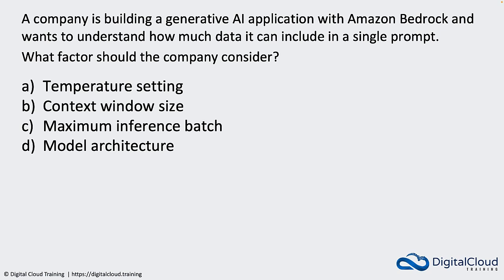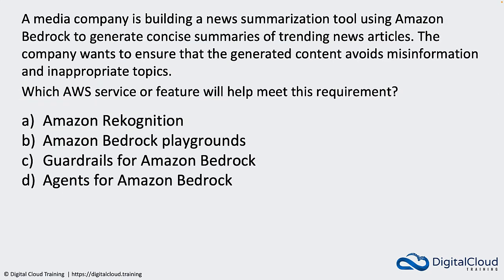So the next one is maximum inference batch. Well, the inference batch size refers to the number of inputs processed together during inference, but it doesn't really influence how much information can be contained in a single prompt. It's more about processing efficiency rather than input size. So that answer is not so great either. Lastly, we have model architecture. Now, I don't think that's correct because the model architecture describes the structure and components of the neural network. It does affect the model's performance and capabilities, but not how much data can be provided in a single prompt. So I'm certainly going to go with context window size here. So B is the correct answer. Let's move on to the next question.